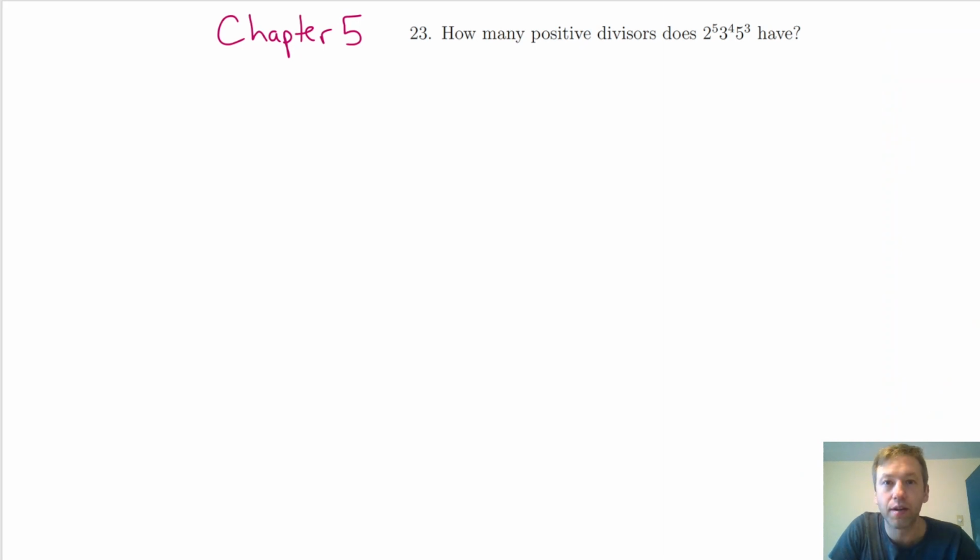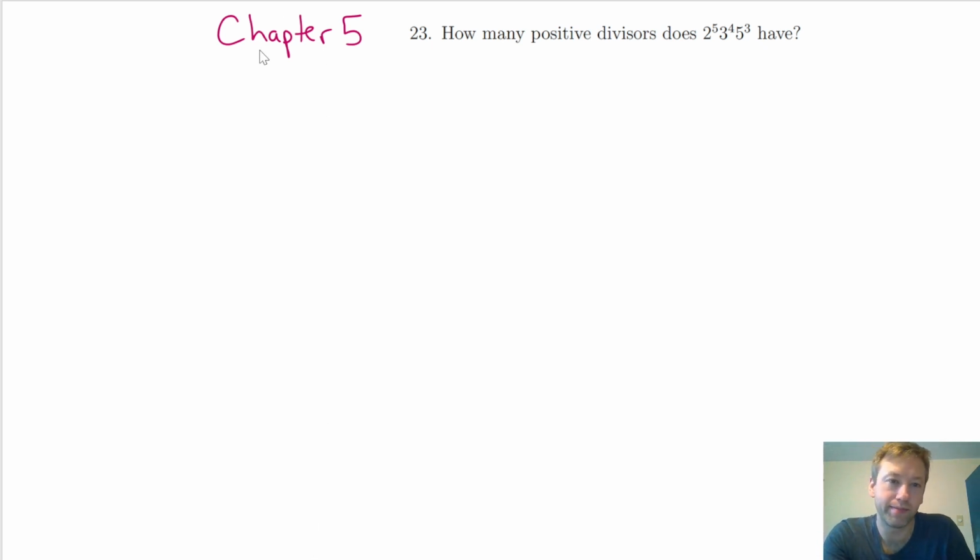Okay, so I've got a few requests to solve some of the exercises from the course notes. So let's start with the first one. This is question number 23 from chapter 5. How many positive divisors does 2 to the 5 times 3 to the 4 times 5 to the 3 have?